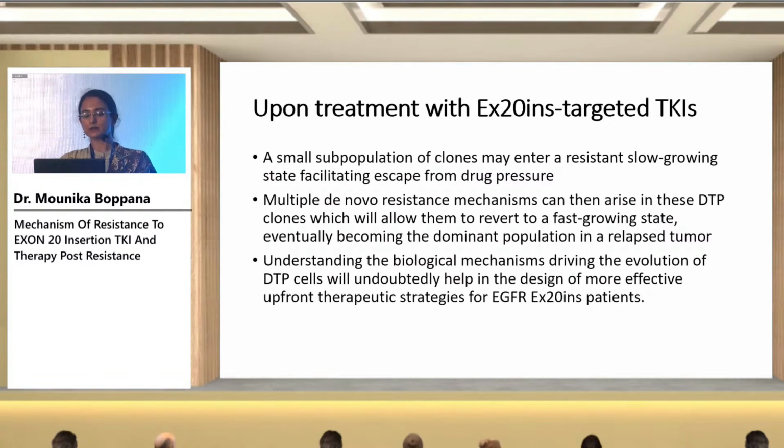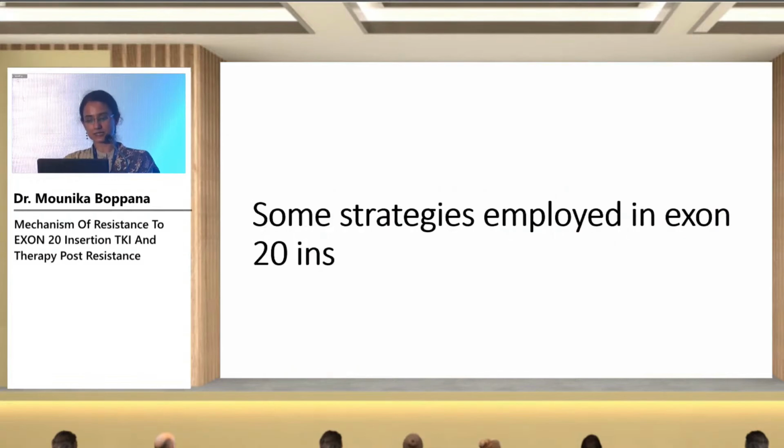So upon treatment with exon 20 insertion TKIs, a small subpopulation of clones will enter this resistant, slow-growing state, and it facilitates escape from drug pressure. Then these DTPs will develop multiple de novo resistance mechanisms, and that allows them to revert to a fast-growing state, eventually becoming the dominant population in a relapsed tumor. Understanding the biological mechanisms driving the evolution of DTP cells will undoubtedly help in the design of more effective upfront therapeutic strategies for EGFR exon 20 insertion patients.